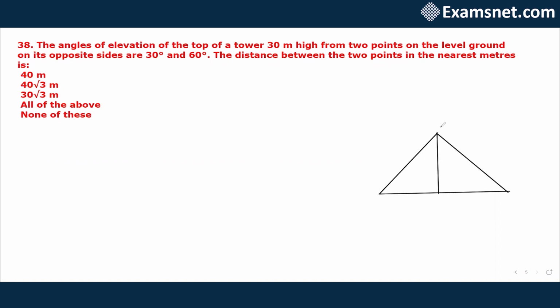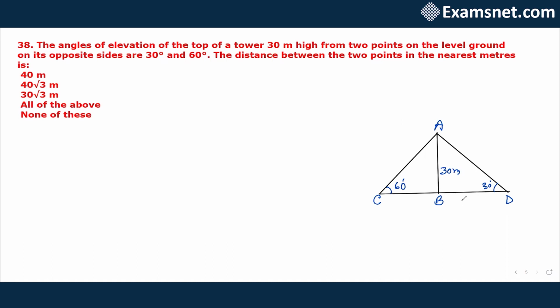Let's say here AB is the tower, which is 30-meter high, and on the ground on its opposite sides there are 2 points situated, C and D. From the point C, the angle of elevation is 60-degree, and from the point D the angle of elevation is 30-degree. Okay, so we are required to find the distance between C and D.